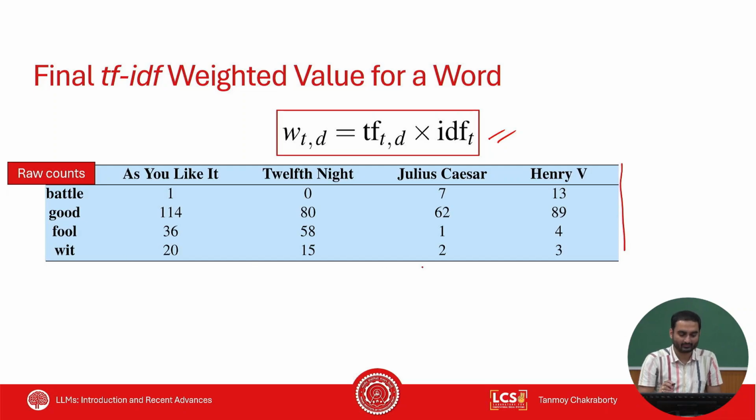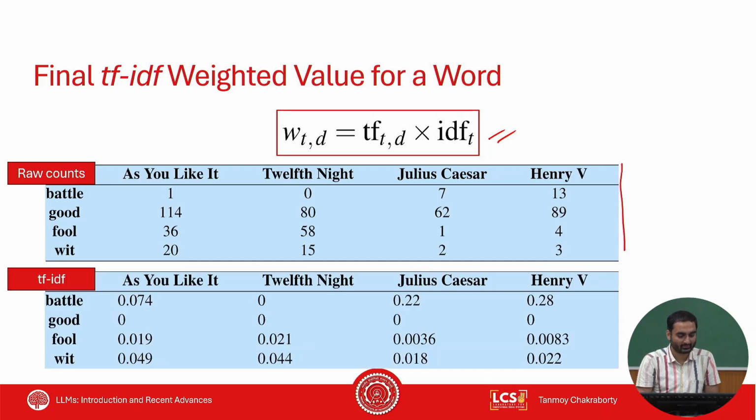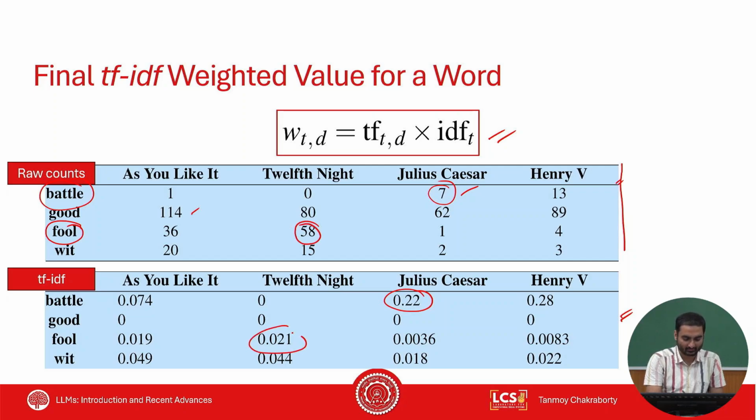This is the raw count table, right, before TF IDF. This is the TF IDF table. Okay, in the raw term document matrix, you see that there are entries like, let's say, the word battle appears only in the Julius Caesar novel, right? Its count is 7, but in TF IDF its value is significantly high, 0.22, right? Whereas the word fool, which is kind of a common word, whose count is pretty high, 58, but TF-IDF is pretty low.